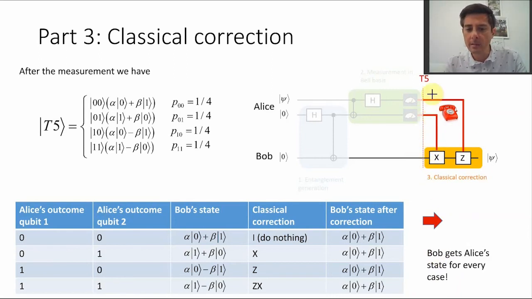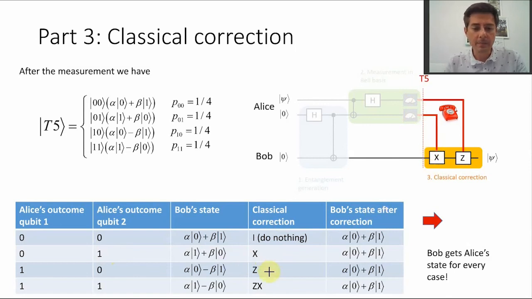And the reason this circuit looks like this is that, if you notice, the cases where we need to apply an X are also the cases where Alice's second qubit is 1. So if Alice's second qubit is 1, then Bob will need to do an X. Alice's second qubit is this one. If it's 1, Bob does an X. If it's 0, then he doesn't do an X.